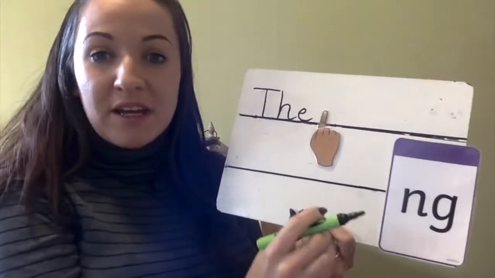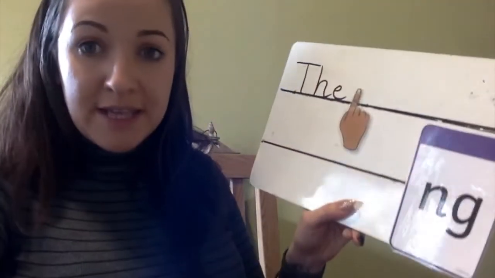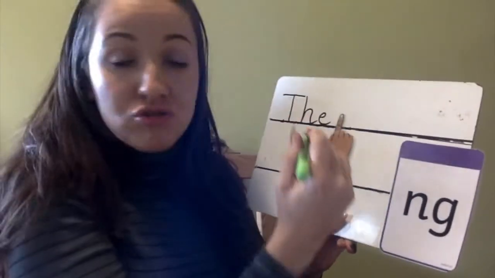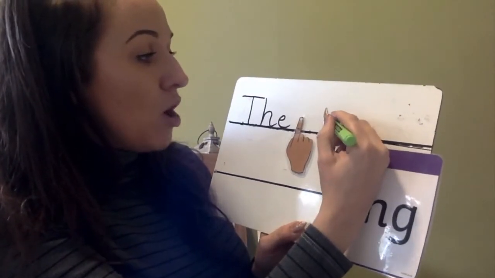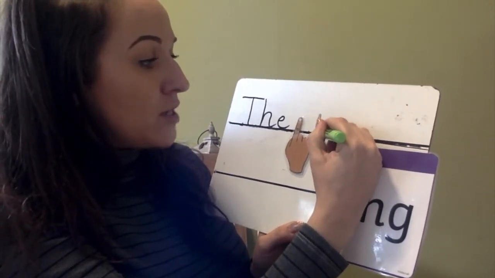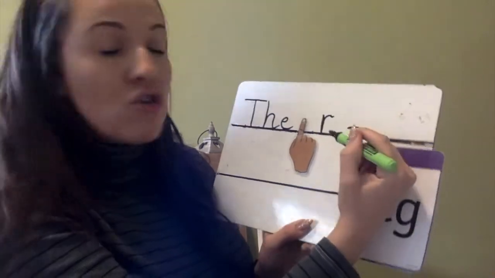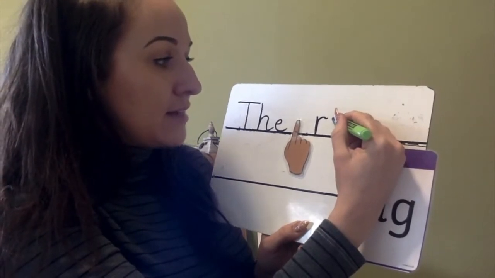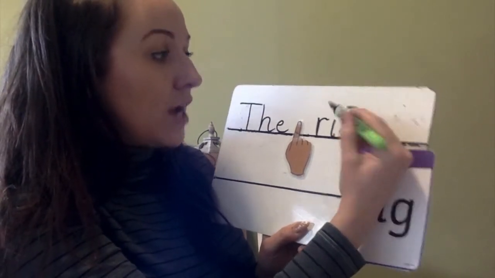The ring. Can you stretch out the word ring with me? Ring. Ring. We can robot talk it as well. Are you ready? R-I-N-G. Ring. What's the first letter in ring that you can hear? Ring. R sound, which is a one-armed robot. Down the robot, back up and over his arm. R-ing. I sound is next. Down and just a tiny dot on the top.